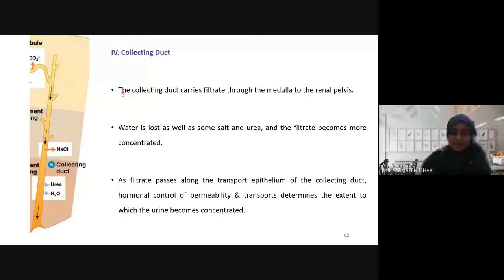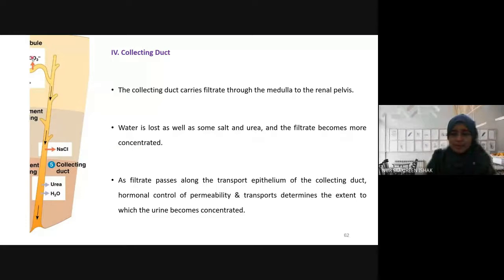Alright. Okay, so after the distal tubule, the filtrate enters into the collecting ducts. Okay, so the collecting ducts carry filtrate towards the medulla region of the kidney and into the renal pelvis. Ingat ya, renal pelvis tu yang structure corong tu lah sebelum dia masuk ke ureter. So water is lost as well as some salt and urea, and the filtrate becomes more and more concentrated.